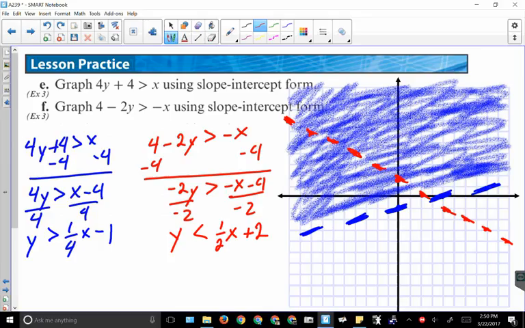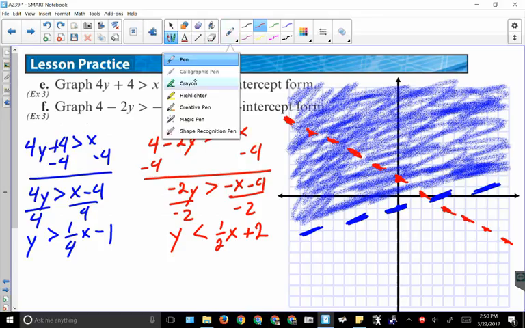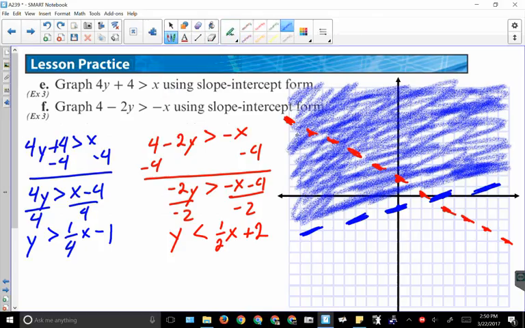Now, where should this thing be shaded? Well, y is identified below it. And if I were to pick 0, 0, put 0 in here, is 0 less than 2? Yes, this is the truth. So we would be shading in where it is below.